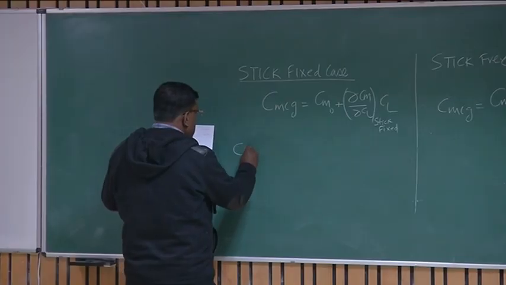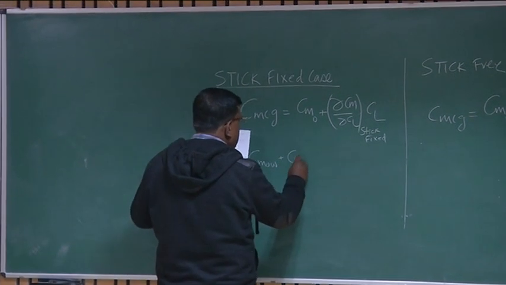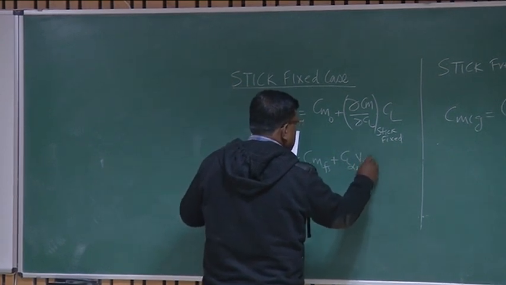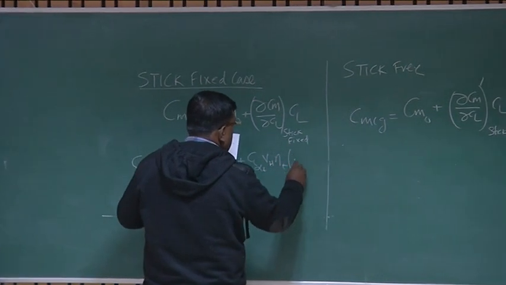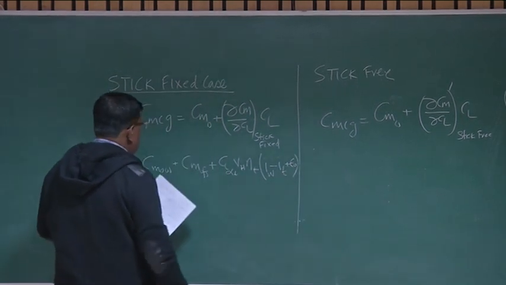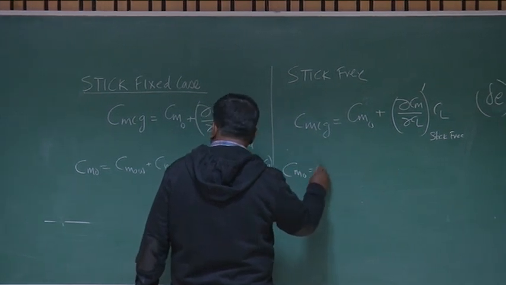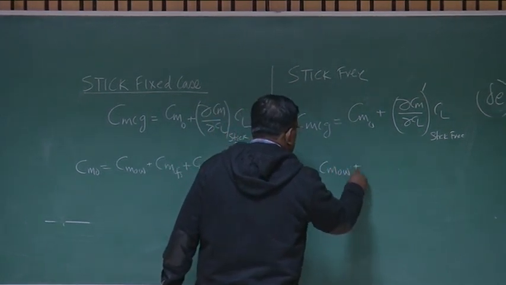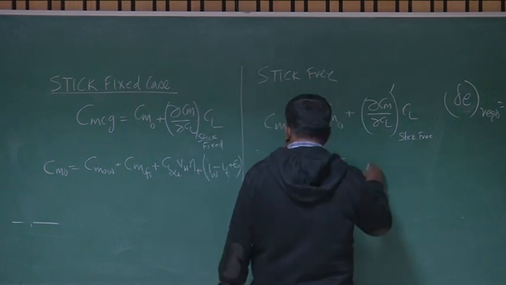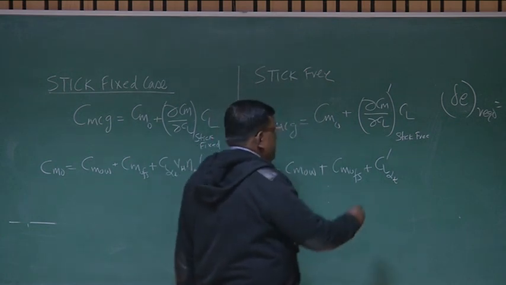Okay? Cm naught is given as Cm naught wing plus Cm naught fuselage plus CL alpha tail VH eta T into (iW minus iT), all these things you know by now, plus epsilon naught. So Cm naught for the stick-free case will be Cm naught wing, which has nothing to do with the elevator floating, Cm naught fuselage, nothing to do with this, plus CL alpha tail. Now it will become prime, and the rest remains the same.